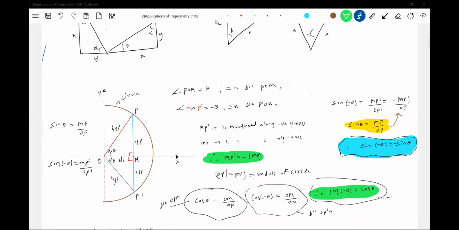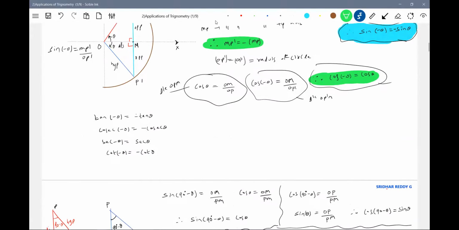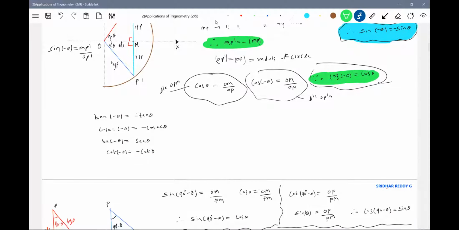So cos theta equals cos of minus theta, which will become equal to cos theta. That is very important for us in the mathematical part when we go for it. Then afterwards, tan of minus theta should be minus tan theta. Cosecant of minus theta is minus cosecant theta. Secant of minus theta is secant theta. Cot of minus theta will be minus cot theta.